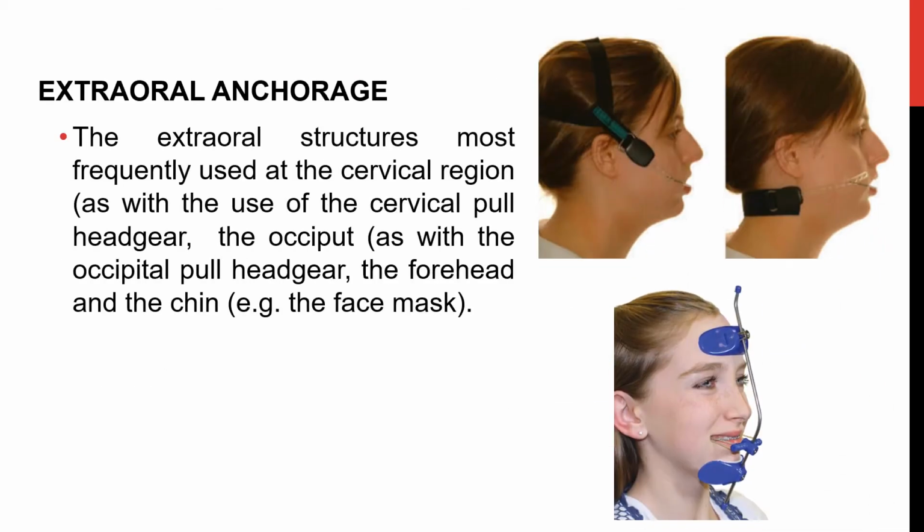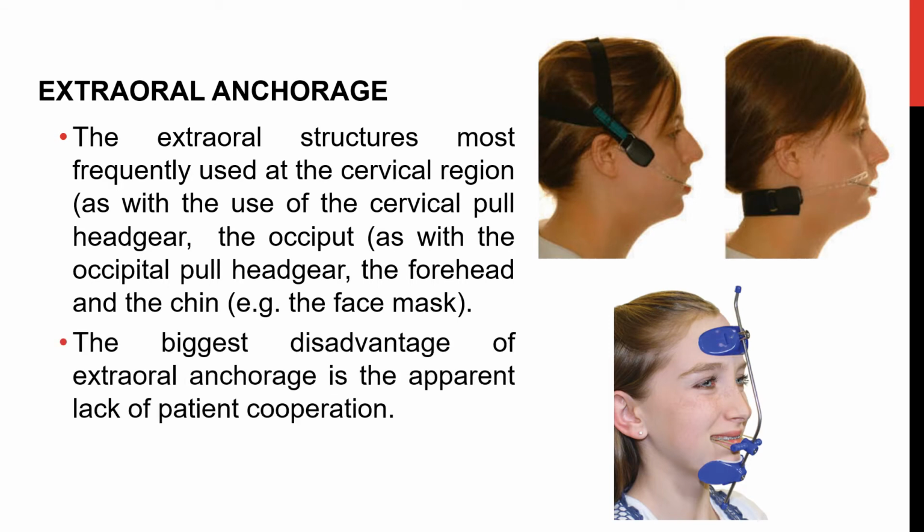As the name implies, the anchorage units are situated outside the oral cavity, or extraorally, and the structures that are most frequently used are the neck or the cervical region, as with the use of cervical pull headgear, the back of the head or the occiput, as with the use of occipital pull headgear, and the forehead and chin, as with the use of a face mask. The biggest disadvantage of extraoral anchorage is the apparent lack of patient cooperation.